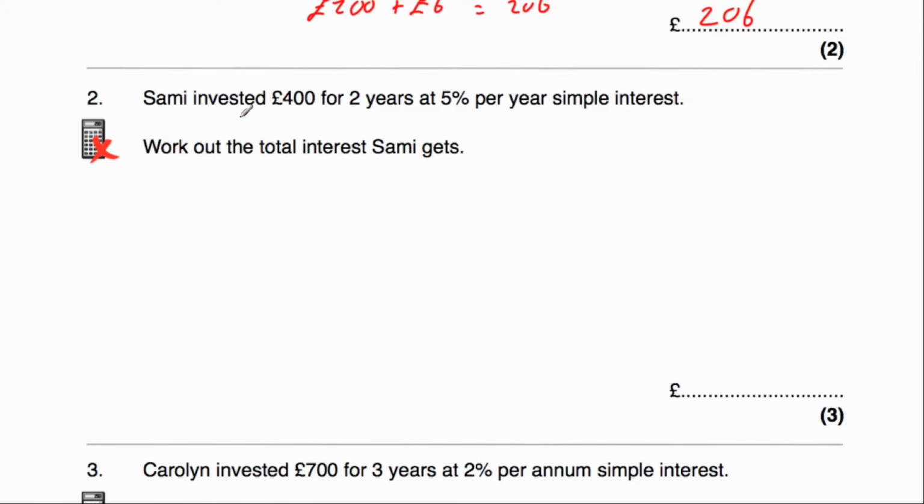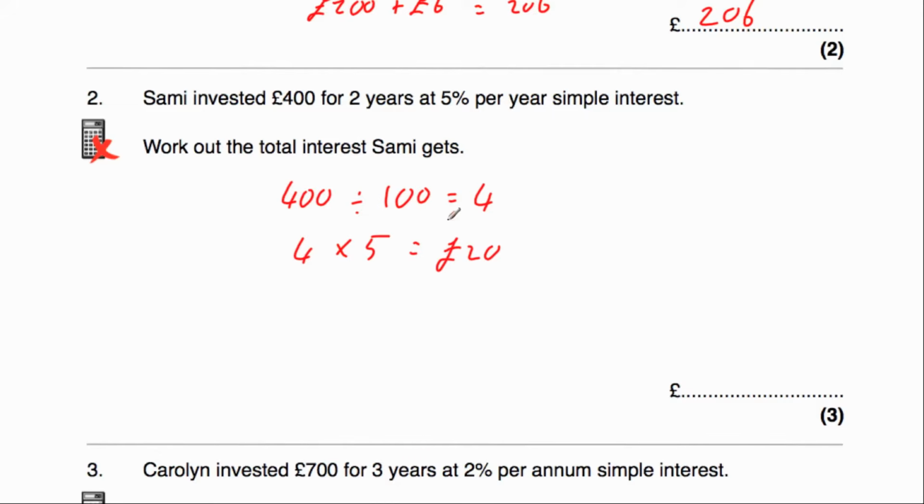Question 2 says Sammy invests £400 for 2 years at 5% per year simple interest. Work out the amount of interest Sammy gets. That means we're going to work out 5% of £400, and that's how much interest Sammy receives every single year. So we take our 400 and divide it by 100 to get 1%. That's equal to 4. Then we multiply 4 by the percent we want, which is 5. 4 times 5 is equal to £20. So Sammy's going to receive £20 every single year.